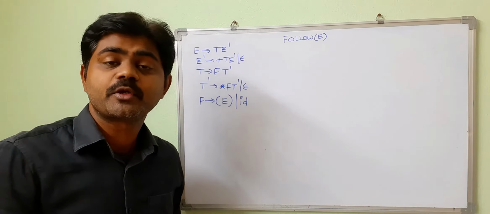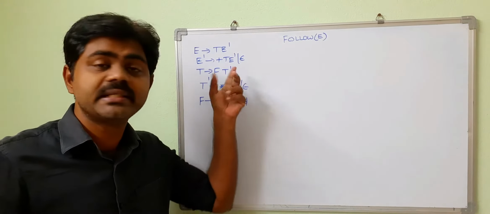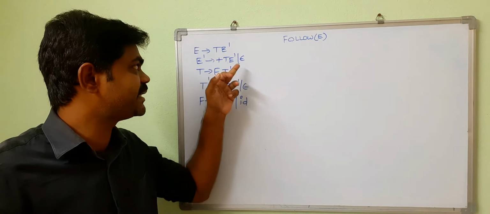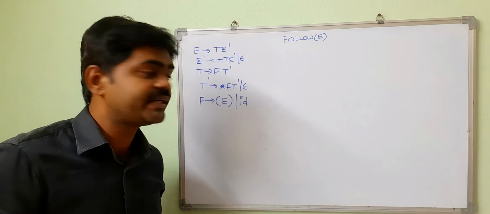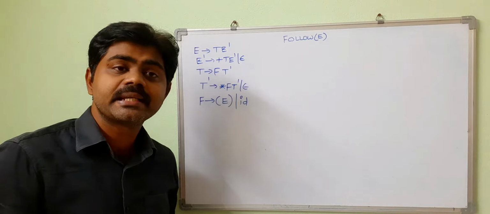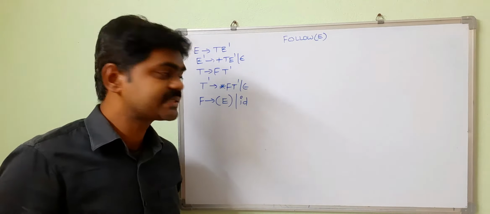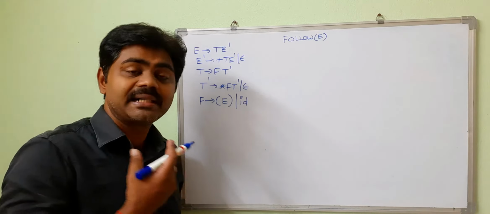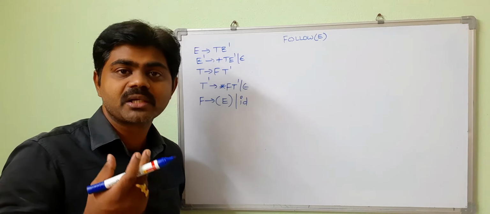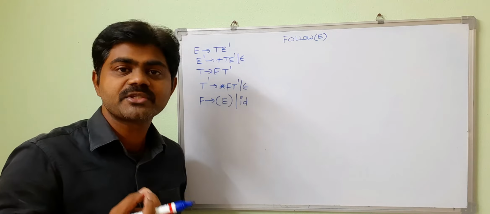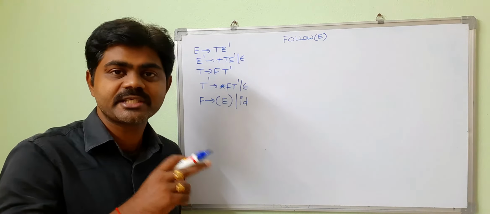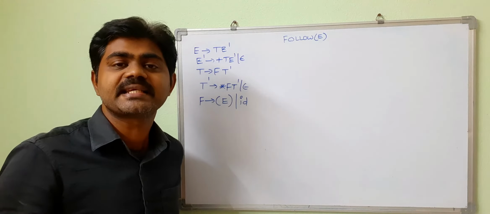Now we'll discuss the follow function. So this is the given grammar for us. E tends to T E dash, E dash tends to plus T E dash or epsilon, T tends to F T dash, T dash tends to star F T dash or epsilon, and F tends to E in open and closed parenthesis, or ID. So what is first here? We check the RHS for whether we have any terminal or not. If we have a terminal, we straight away write that. And if we have a non-terminal, we go to that non-terminal and check whether we have a terminal or not. So that's the case of first.